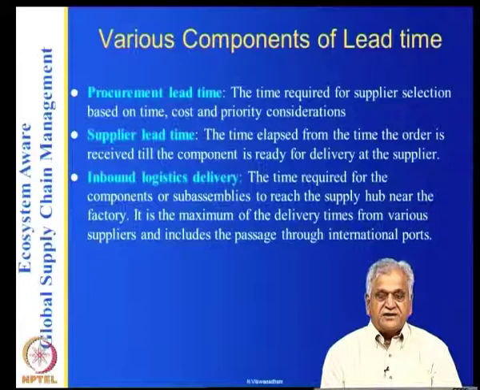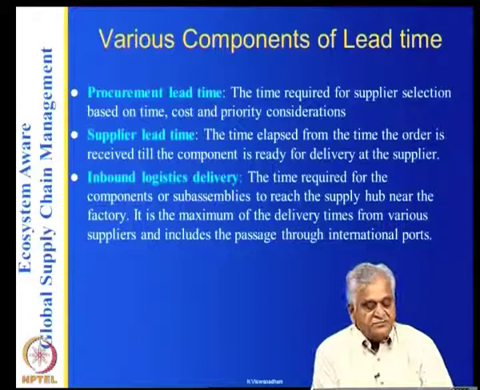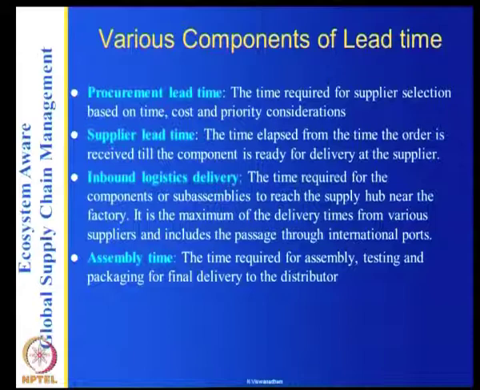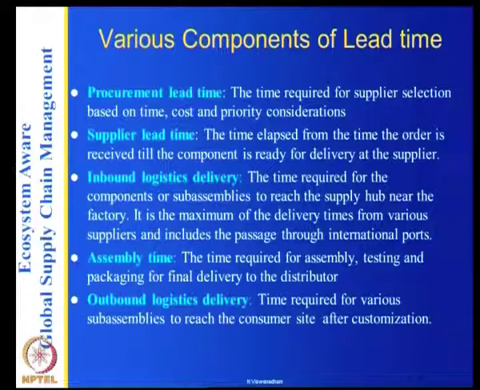So it is the maximum of delivery times from various suppliers and includes the process through international ports. Then there is the assembly time. Assembly time is the time required for assembly, testing, packaging and final delivery to the distributors. And of course, outbound logistics, the time that is required for various sub-assemblies to reach the consumer site after customization. So, these are the five components of the lead time.